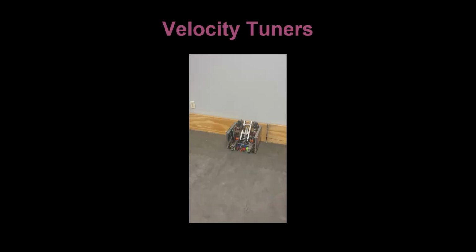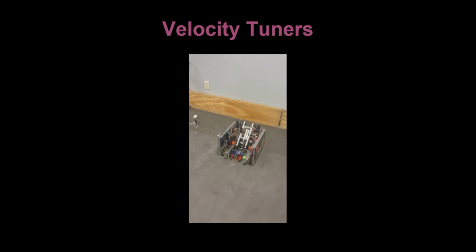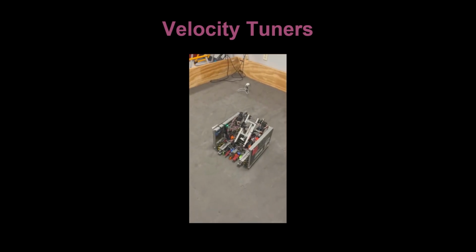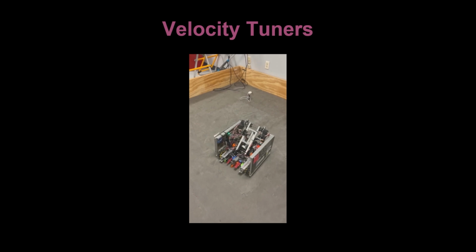So there are 4 automatic tuners. Our first category is our velocity tuners. Pictured here is our forward velocity test, where the robot's going to move straight for around 40 inches and instantly stop, and it'll give you your X movement value that you can plug into your follower constants.